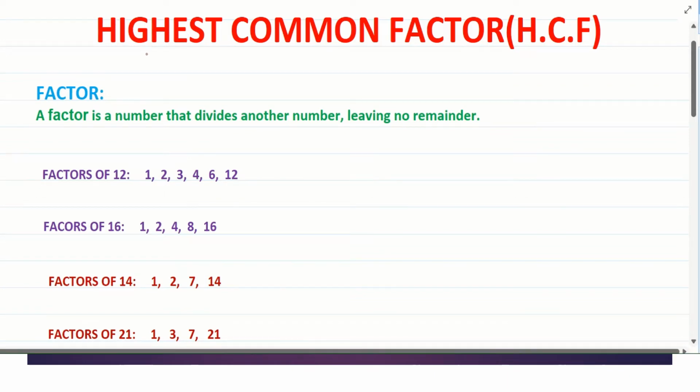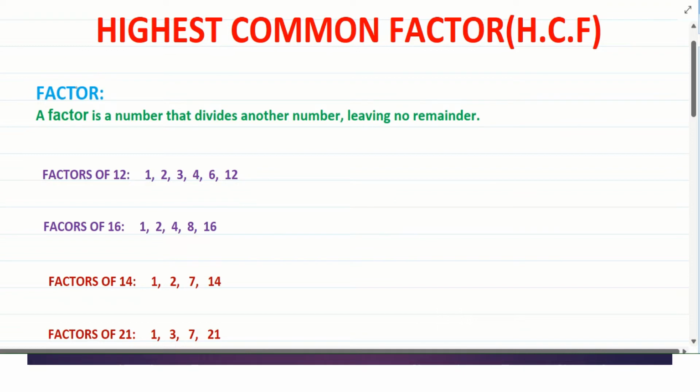Hi, today our topic is highest common factor. In short form, it is written as HCF. To understand the meaning of highest common factor, first of all, let's try to understand the meaning of factor.